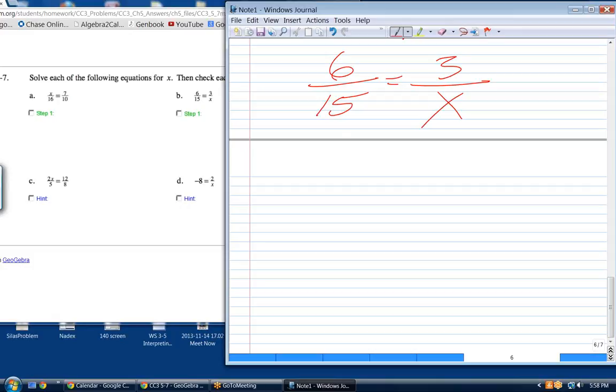You've heard that term? Probably. That times that equals that times that. So I got 6x equals 45. Now what? Divide by 6, both sides.